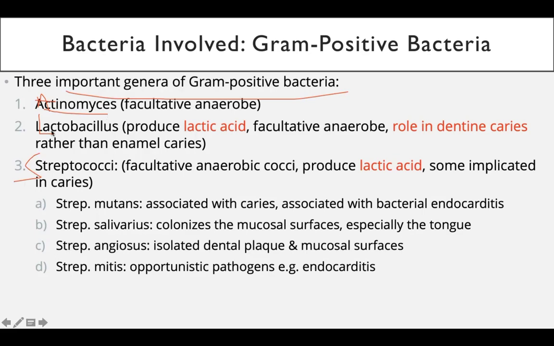Actinomyces, Lactobacillus, Streptococci. How to remember? You will remember ALS. And all of them are facultative. Among gram-positive bacteria, Actinomyces, Lactobacillus, and Streptococci are facultative anaerobes. Facultative anaerobes mean, anyone from the class, what do you mean by facultative anaerobes?